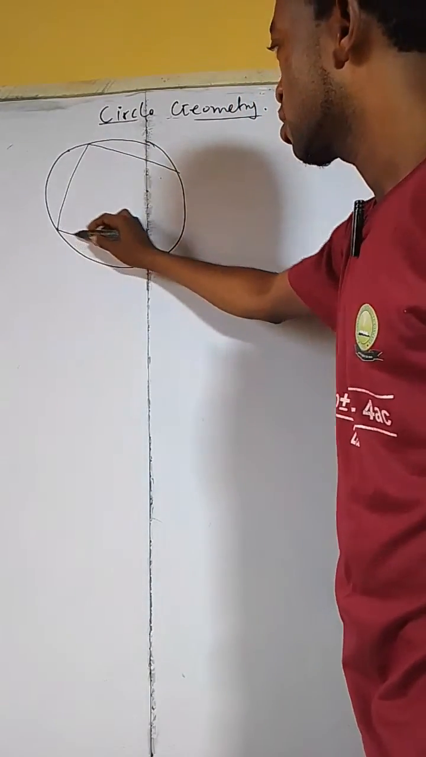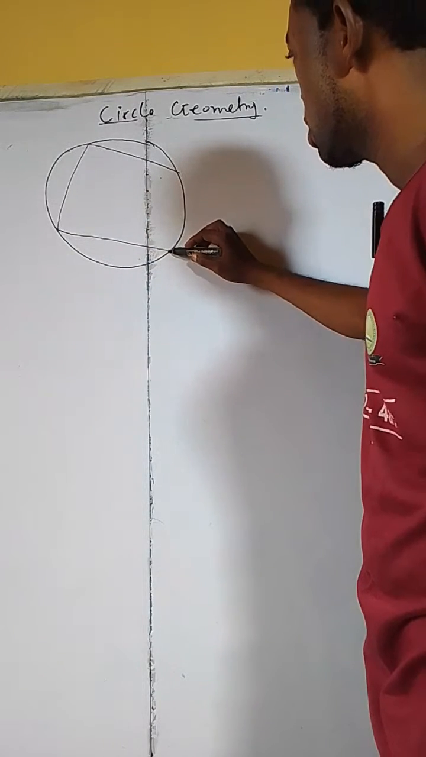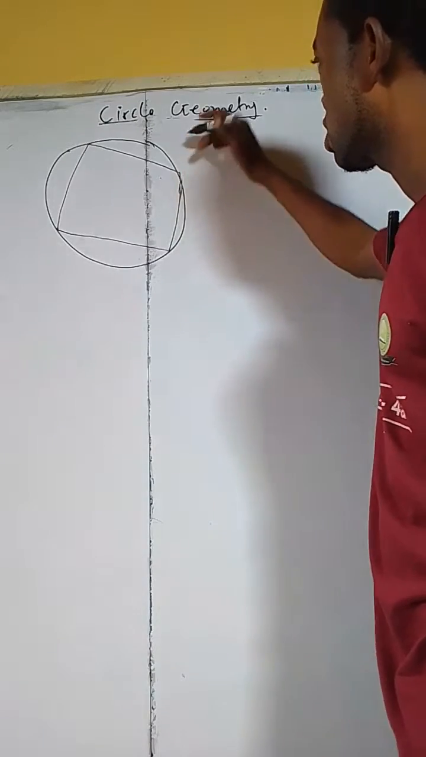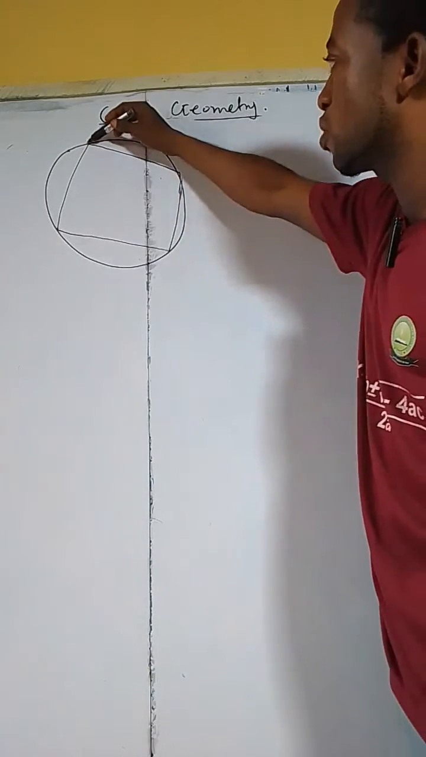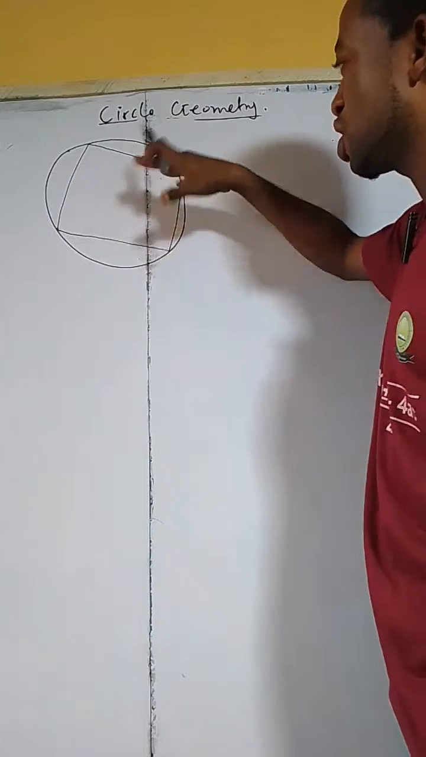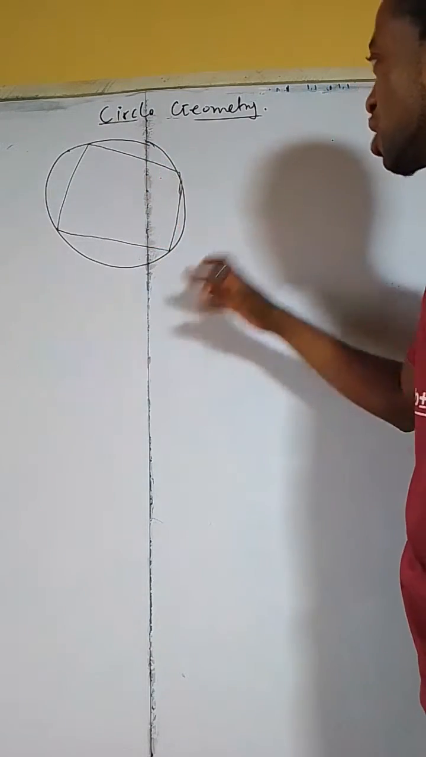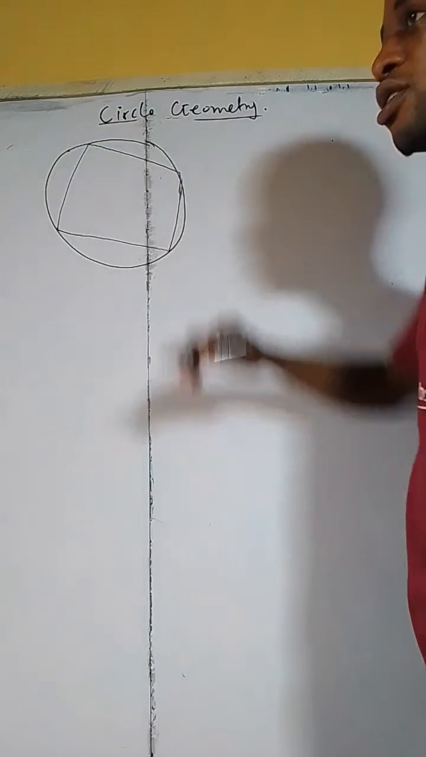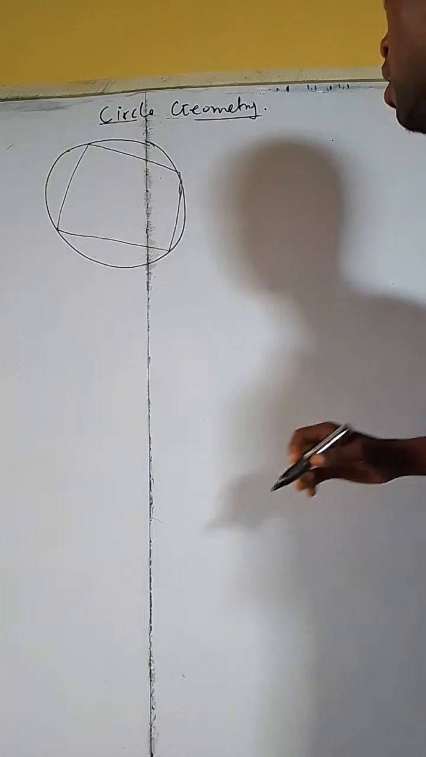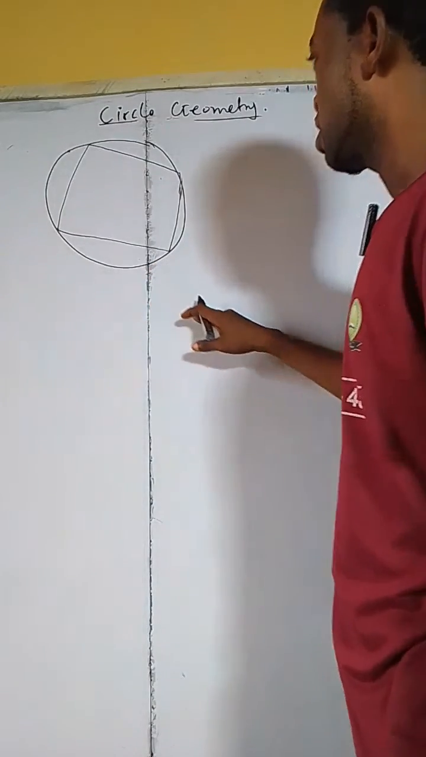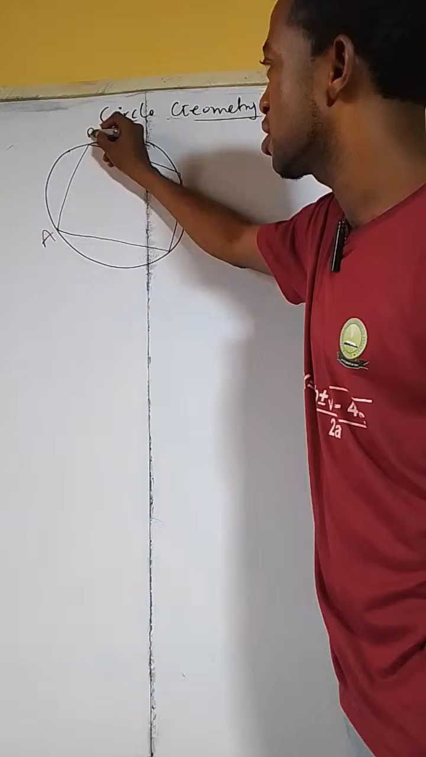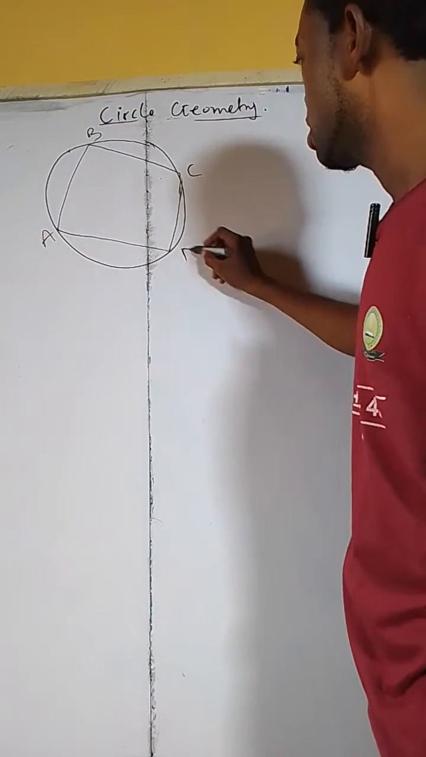So here, since a quadrilateral has 4 angles, its 4 angles are touching the circumference of the circle. We have 1, 2, 3, 4. This shape now is what is called a cyclic quadrilateral. So if one of them is not touching the circumference, it is not called a cyclic quadrilateral. Now, this particular theorem states that, let's label this as A, B, C, D.